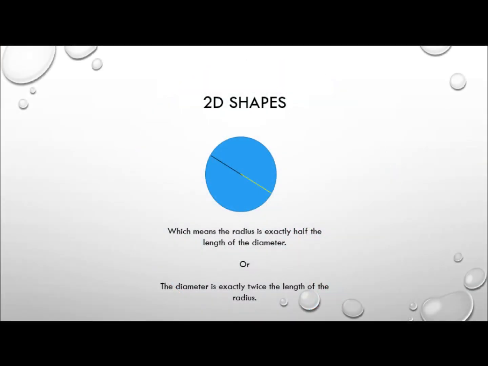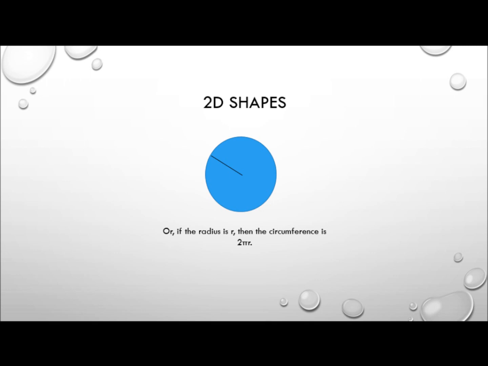Which means the radius must be exactly half of the length of the diameter. Or, put it another way, the diameter is exactly twice the length of the radius. Now if you take the circumference of the circle and divide that by the diameter, you will get pi.